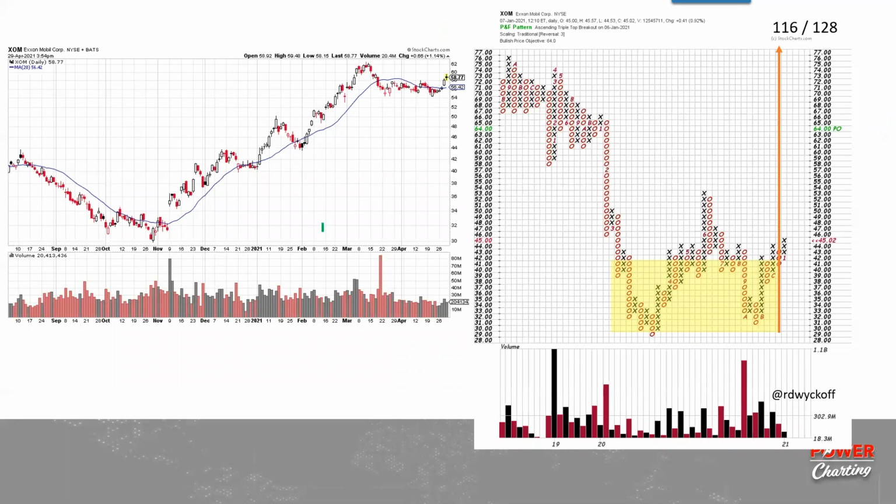Now, XLE had a yield of 4%, so it becomes a bond surrogate in this world of zero interest rates or very low interest rates.